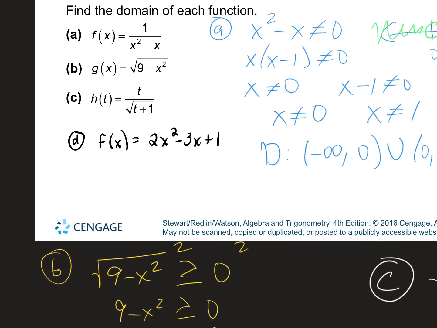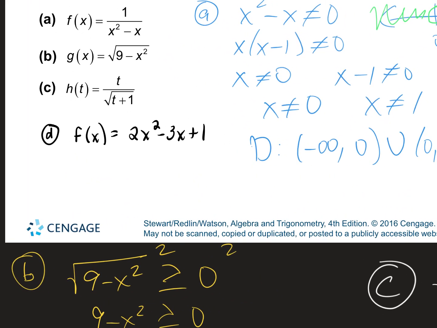All right, look at the last one. Okay, go through the rules. Is there a variable in the denominator? No. Is there a variable underneath the square root? No. Is there a variable underneath the square root in the denominator? No. So it's just negative infinity. So what's my domain? Negative infinity to positive infinity. If none of the rules are broken, it's negative infinity to positive infinity.